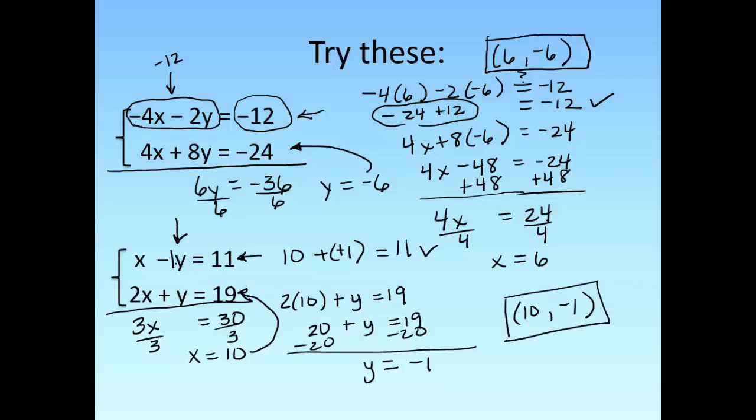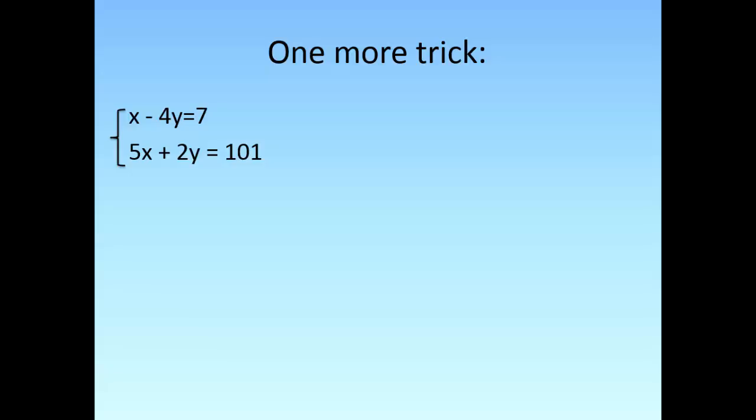All right, let's try one more example so I can show you one more trick. Okay, when you look at this problem, you don't see coefficients that are opposites here or here. So you might think we can't use elimination method, but that's not actually true. There's something we can do to transform the system into a system the elimination method works great for.